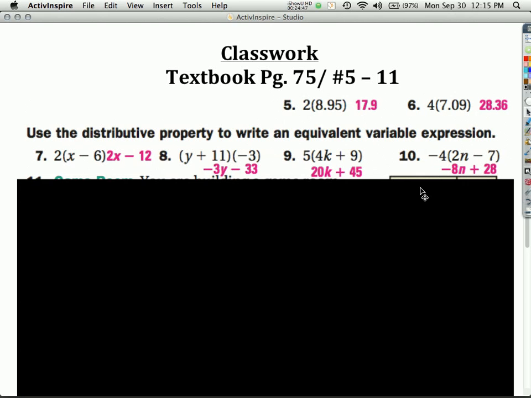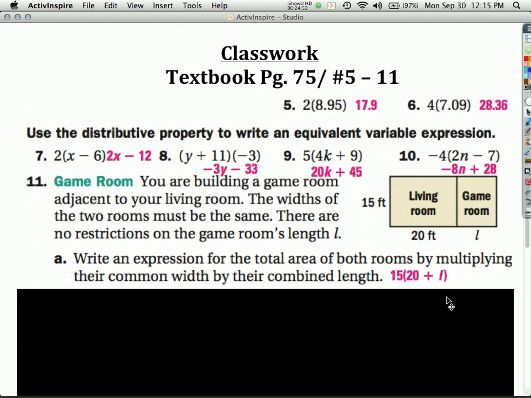Number 11 required quite a bit of thought, but it was really a very good illustration of what the distributive property really means. So the total area of the rooms is (20 plus L) times 15, and that's how you write that out. If you then multiplied it out, you would get, what, 300 plus 15L. So if you wrote 300 plus 15L, I would take that as well.